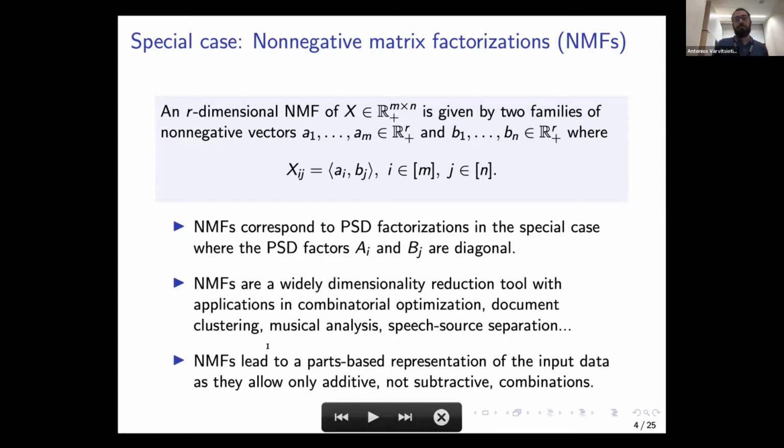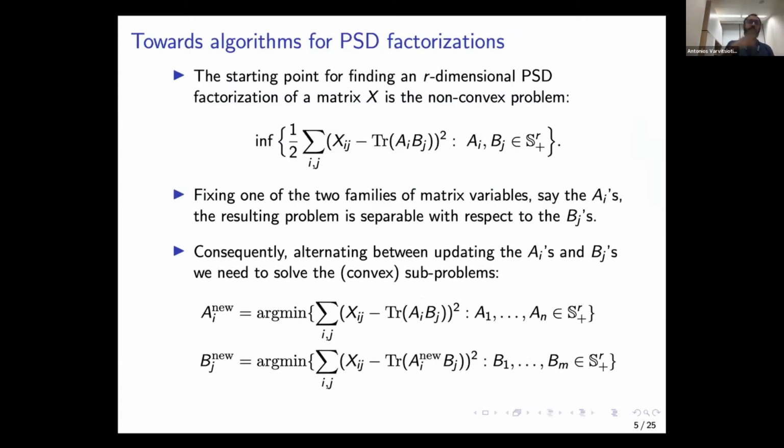Now, again, this is kind of vague, and if time allows, I will explain more precisely what this means. But NMF is a very important problem beyond optimization. It's very important in engineering and has many applications. So we introduced the PSD factorization problem, and we also introduced NMF and realized that it's a special case of the PSD factorization problem.